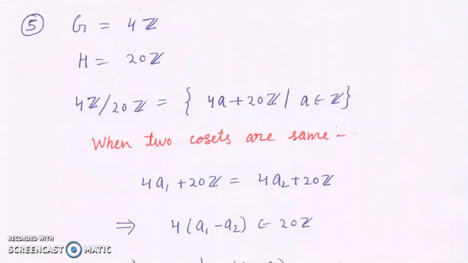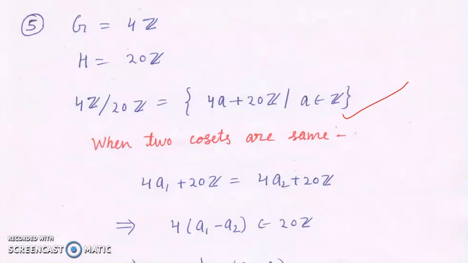Okay, now come to another example. Fifth example. Suppose G is 4Z and H is its subgroup 20Z. So we want to describe 4Z upon 20Z. The elements of 4Z upon 20Z will be of the form 4a + 20Z such that a belongs to Z. It seems that there are infinitely many elements of this form, but it is not true.